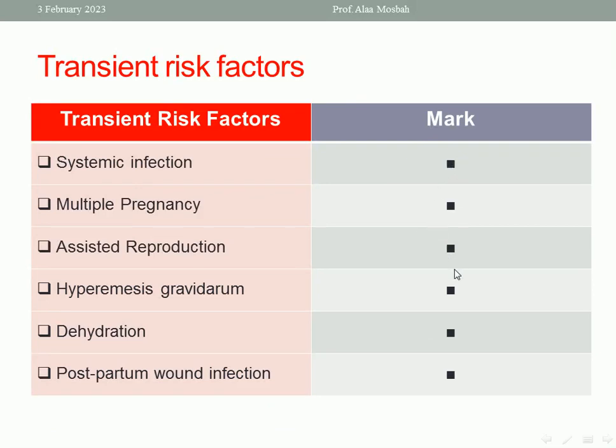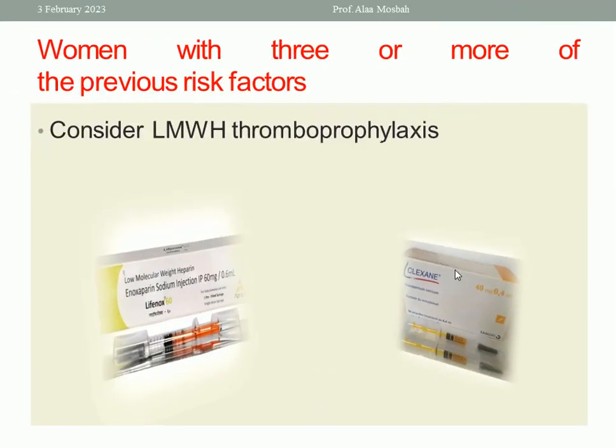Now, after we finish this assessment tool with the three components: the pre-existing risk factors, the comorbidities or medical disease, and the transient risk factors, with the items below each heading, we give a tick or sign or mark for each item. At the end of this assessment, for women with 3 or more of the previous risk factors, we should consider low molecular weight heparin for thromboprophylaxis, like Lovenox, like enoxaparin, and so on.